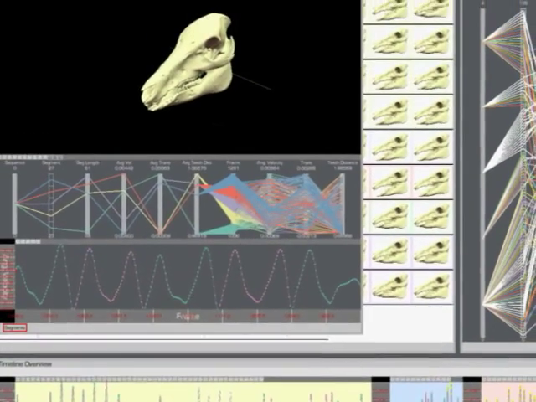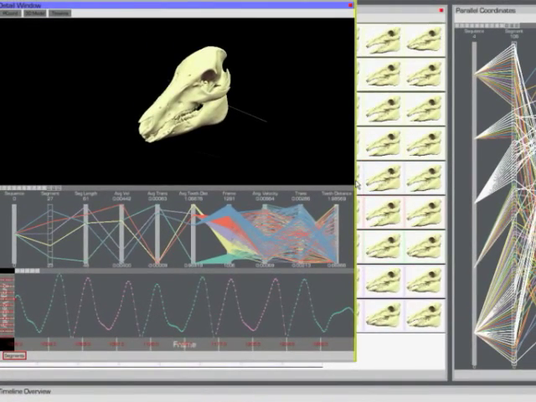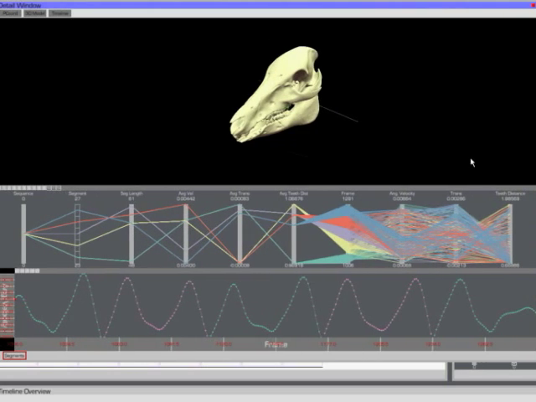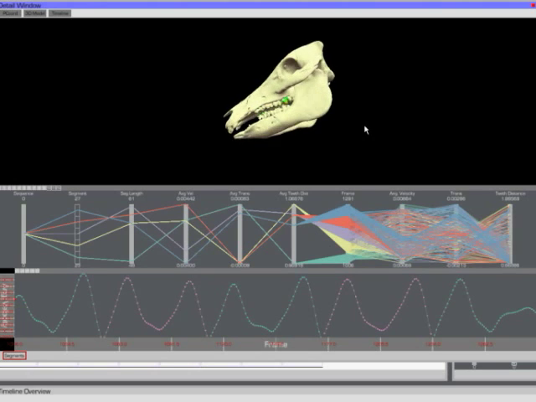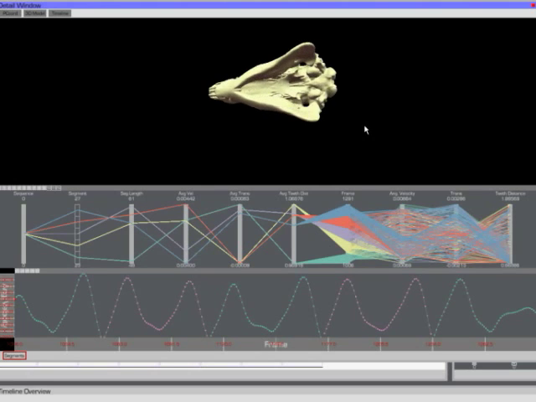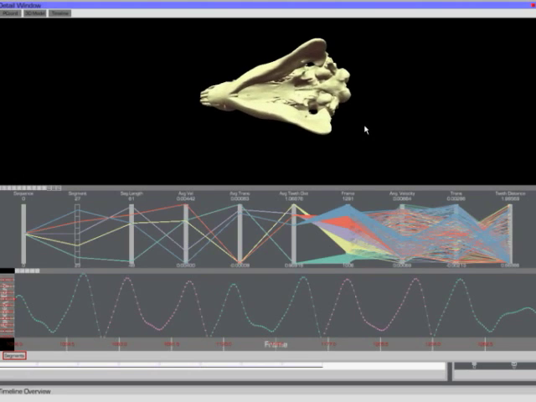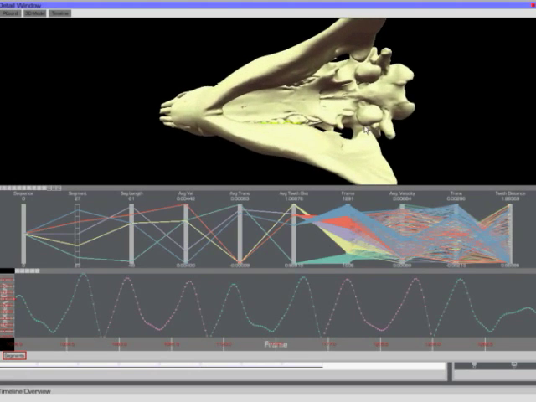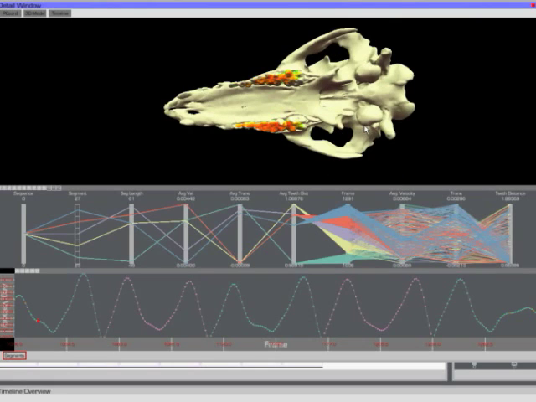Investigating a few of the cycles, the researcher can determine what is occurring at this section of the motion. The detailed window presents the user with visualizations of a smaller subset of the data. The user can then use the 3D viewport to focus on the upper teeth, which are now color mapped to indicate the distance between the teeth.